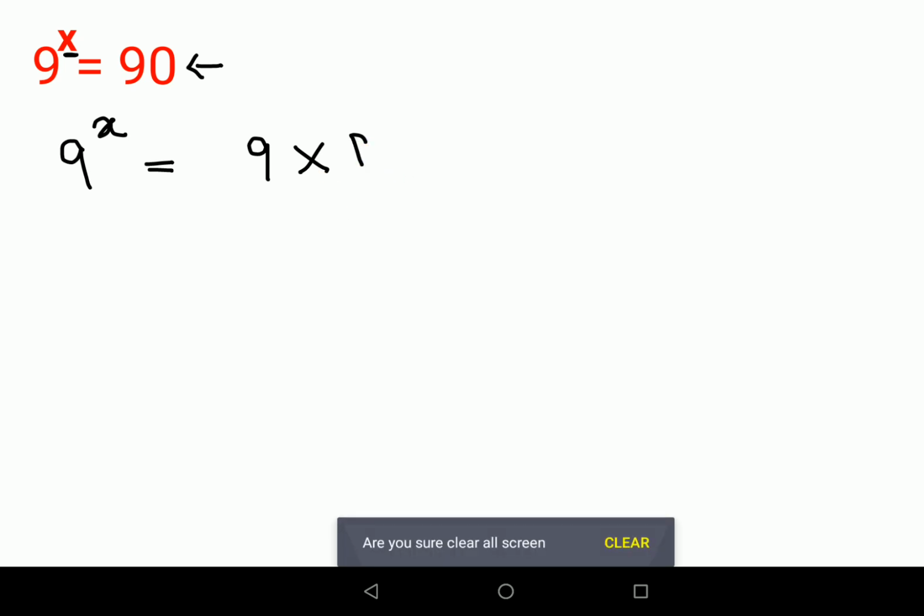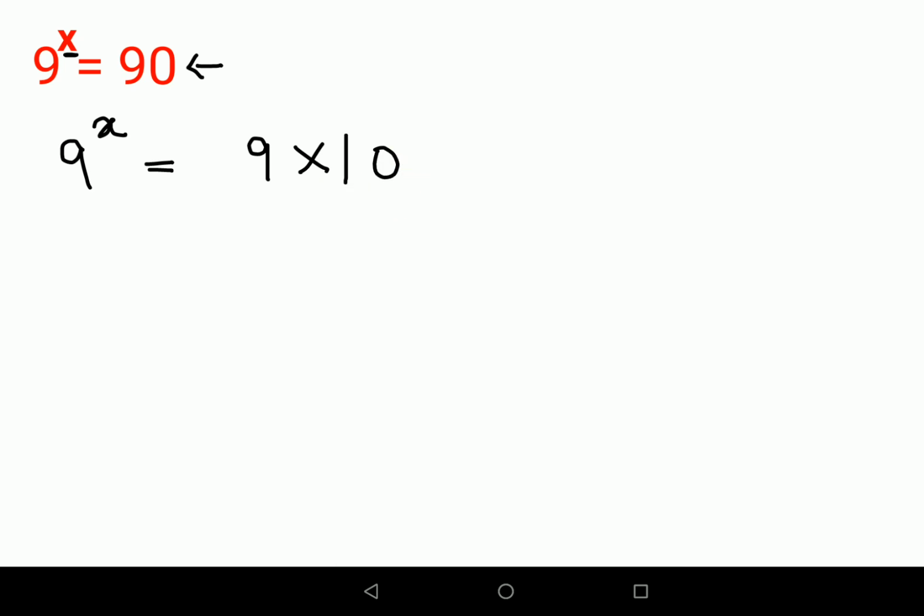But first, in order to simplify this further, we can write this 90 in terms of 9. We write this as 9 into 10. After this we can't do much, so let's start using log.